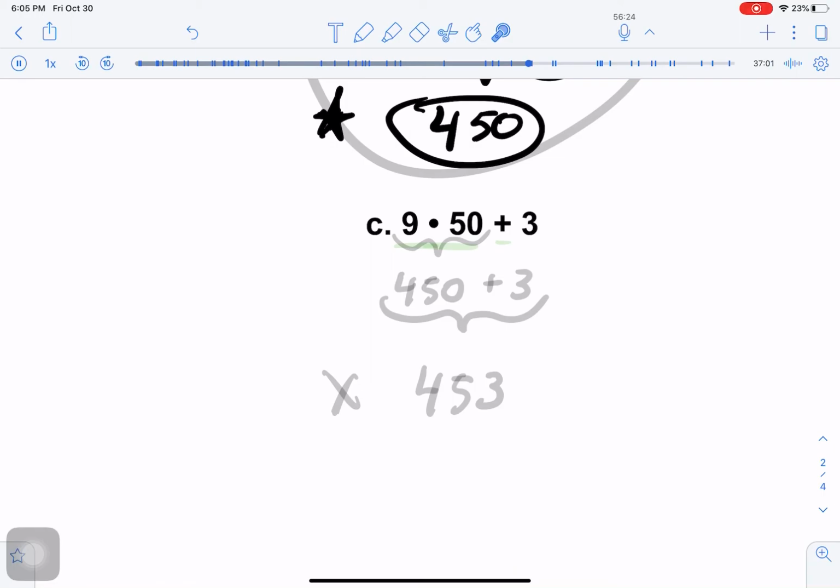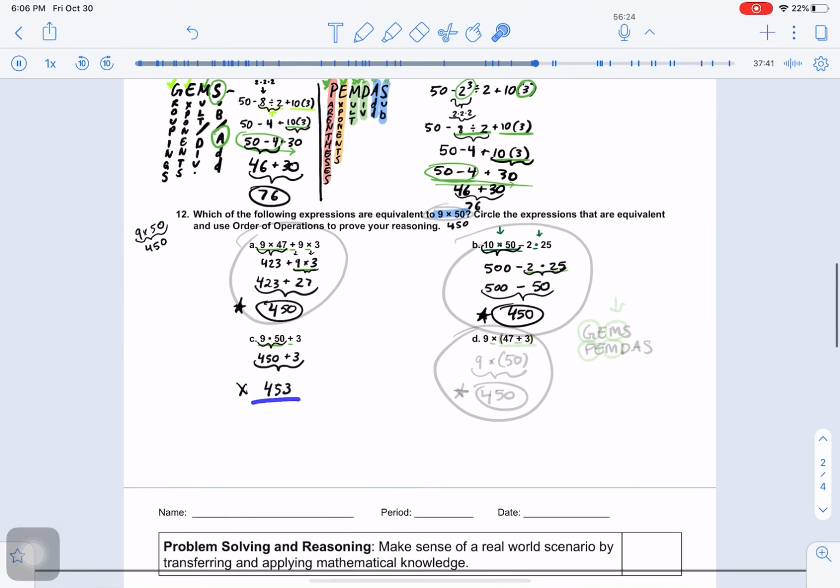Moving on to C, I see two operations. I see that we have multiplication and addition. Once again, on GEMS and PEMDAS, I see that multiplication comes before addition, so I'll solve for 9 times 50 first. 9 times 50 does give me an answer of 450. I write the rest of this expression down. My final step is to add. When I add these two numbers up, I get an answer of 453, which I know is not equivalent to 450.